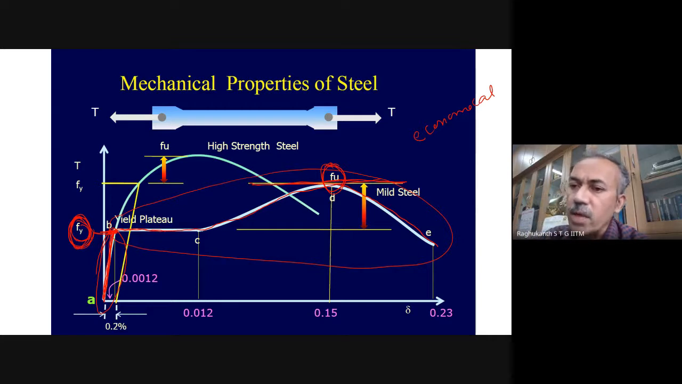Then apart from that, compared to your yield strength, you have the ultimate load also, which is extremely high. So the steel has a huge reserve strength. So why don't we use this in our design to make our structures more economical? That is what we discussed in our last class.